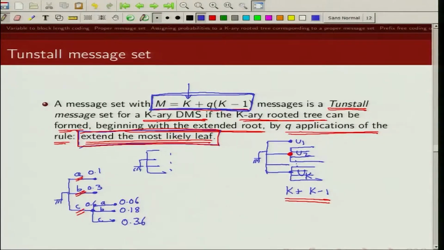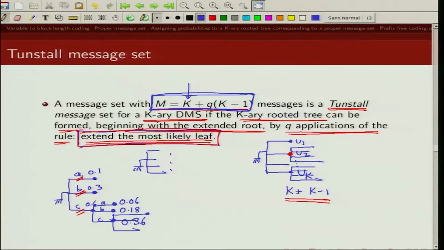So now I have nodes, leaves. This has probability 0.1, this is probability 0.3, this is probability 0.06, this is probability 0.18, and this has probability of 0.36. If I extend the next leaf, which one should it be? I should extend this leaf. So next I should extend this leaf.